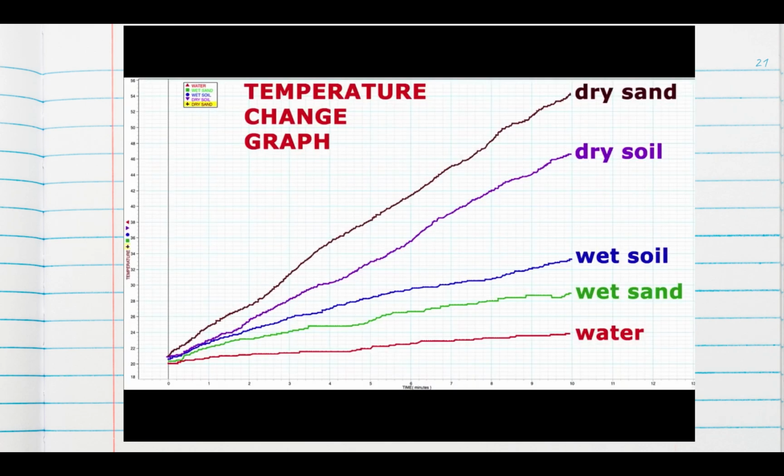Now, if you look very closely, you will see that the graph shows that the water didn't change temperature very much at all. But the dry sand changed temperature quite a bit. It went from 20 degrees all the way up to 54 degrees when being heated for the 10 minutes. Water, on the other hand, only changed temperature a few degrees. Why? Well, remember, water has a very high heat capacity. You can add a lot of heat to water before the temperature will go up.